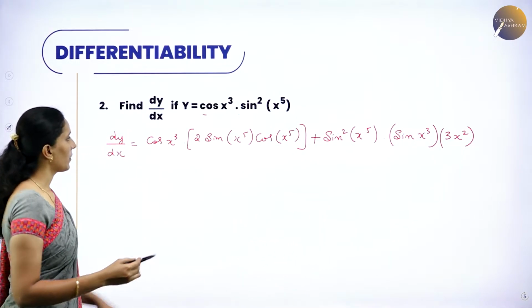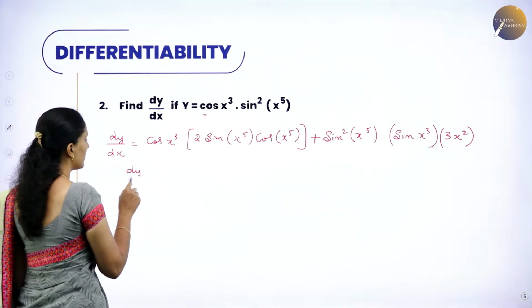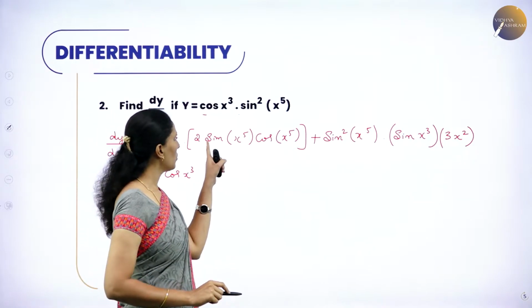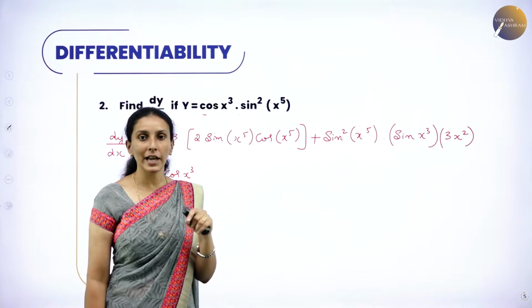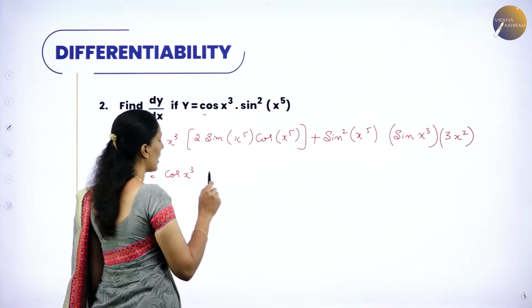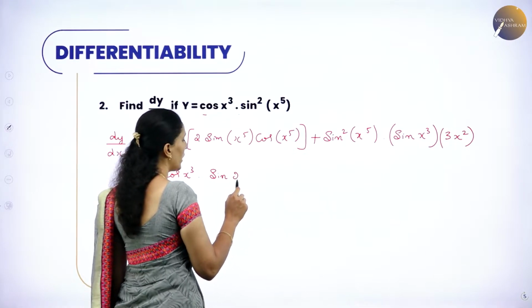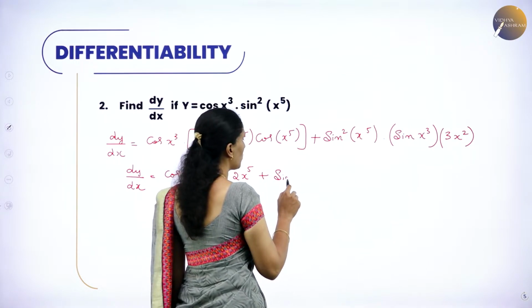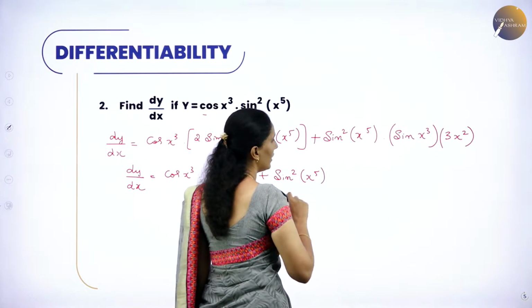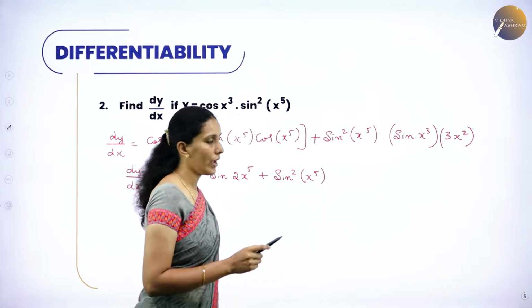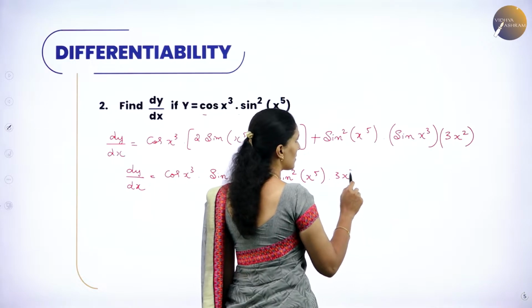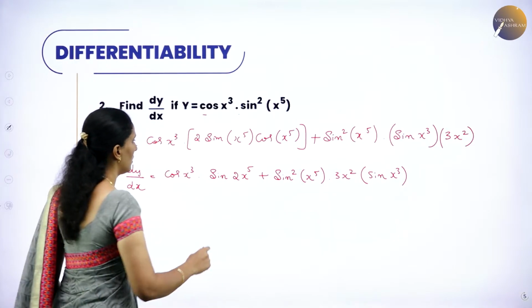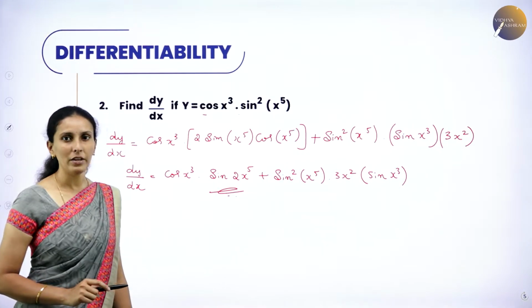Now clearly you can see here dy by dx is equal to cos x cube. This is in the form of 2 sin theta cos theta, which can be written as sin 2 theta. So that is why this can be written as sin 2 x to the power 5, plus sin square x to the power 5, and here we have 3x square into sin x cube. So thus this is the derivative of the given function.